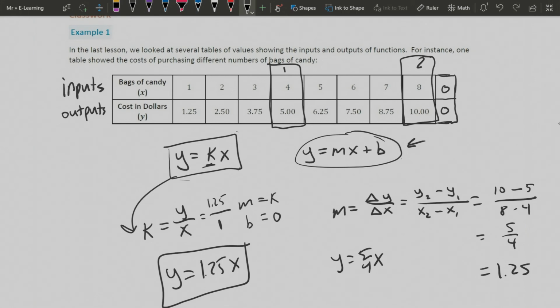And 5 quarters is, in fact, 1.25. Okay, so this is a good sign that when we solved it using the unit rate and then solved it using the slope formula, we got the same answer. That's a pretty good sign that this is the right equation. Okay, and these are the same thing.